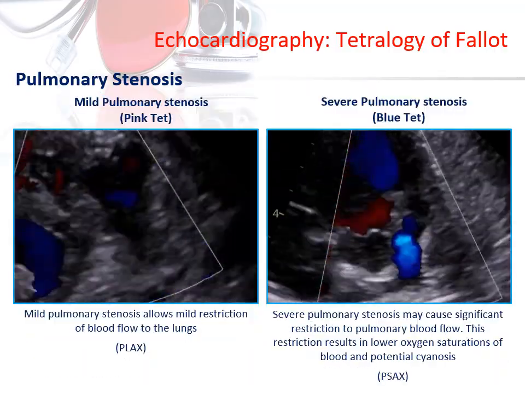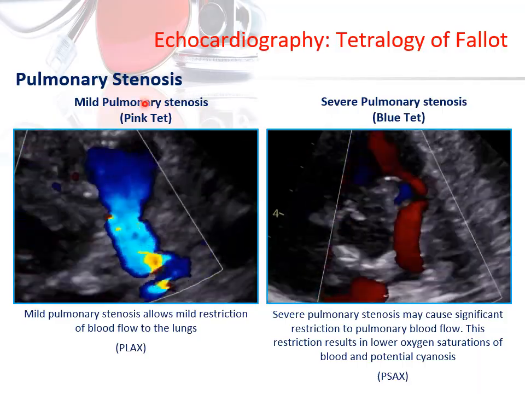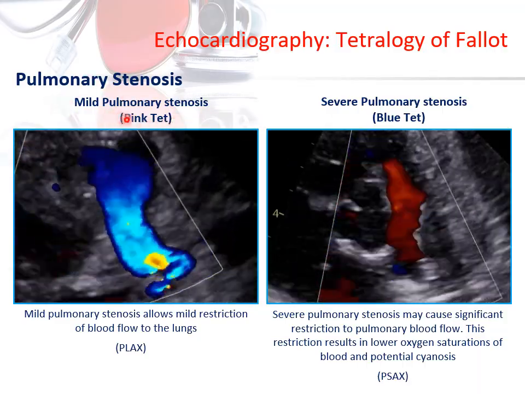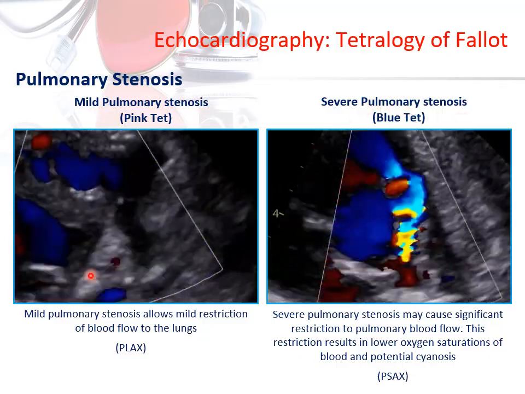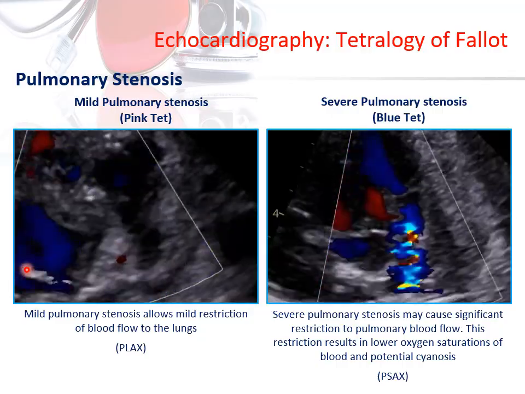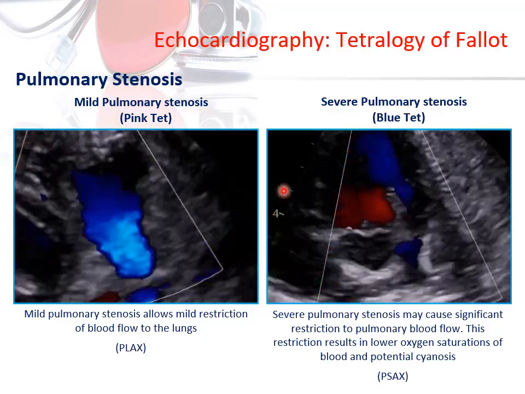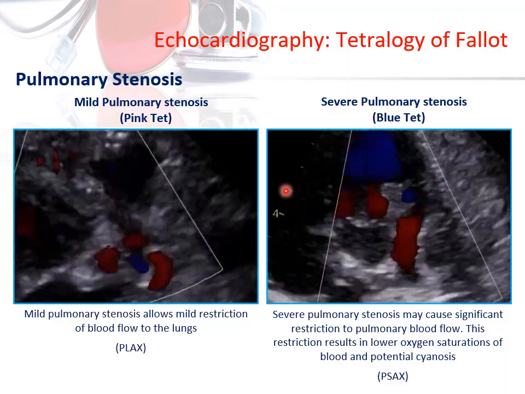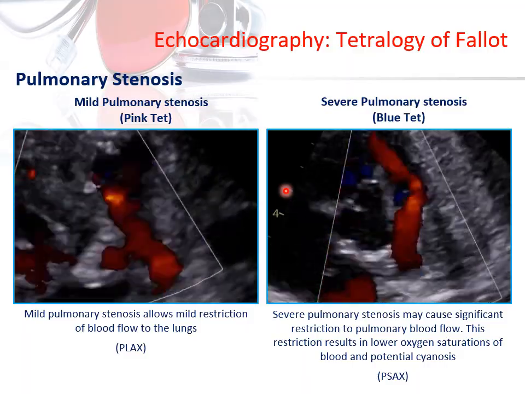Here's a couple different examples of pulmonary stenosis. On the left here, you have mild pulmonary stenosis, think pink tet. Over here, you have severe pulmonary stenosis, think blue tet. In mild pulmonary stenosis, this is going to have a mild restriction, but will still allow blood flow to the lungs. And then in severe pulmonary stenosis, this may cause significant restriction of pulmonary blood flow. And then this restriction is going to lower the oxygen saturations of the blood and cause potential cyanosis.